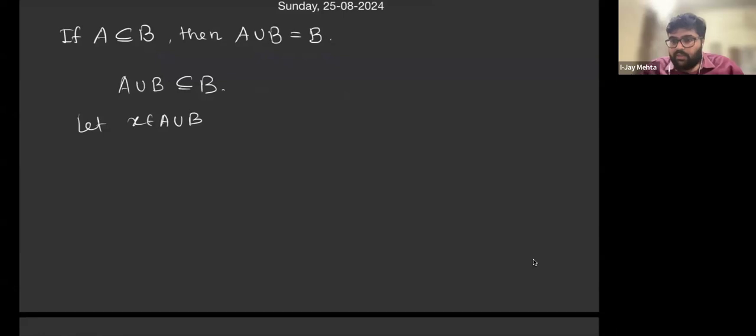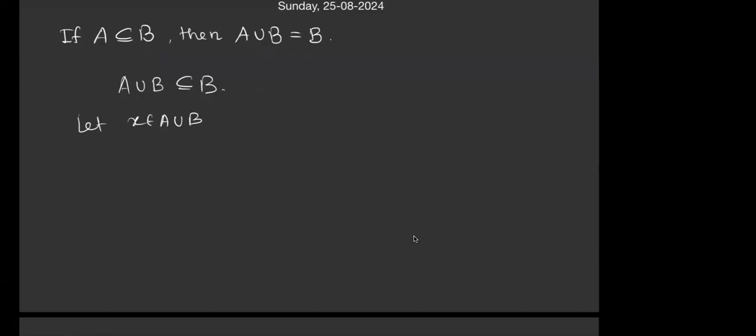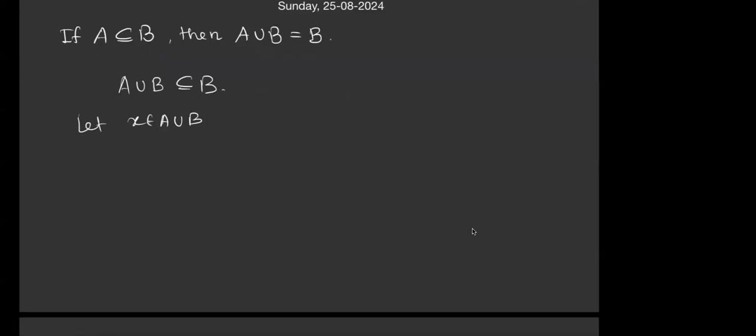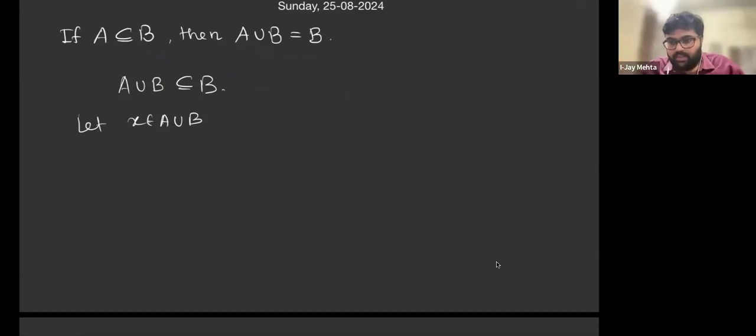Ayush, you want to continue? Room number 5. So now we want to show that A union B is a subset of B. So we'll take an element from A union B. Let X belong to A union B. So if X belongs to A union B, we have two cases. Either X belongs to A or X belongs to B. Okay, good. Now let me ask somebody else.